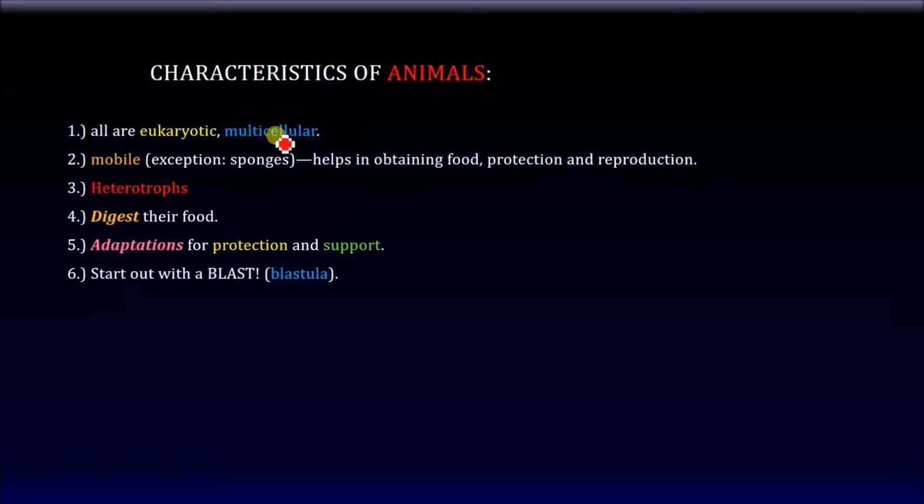Previously, we talked about these 6 characteristics of animals. That is, all animals are eukaryotic, multicellular living things that are mobile, except for the sponges. They are heterotrophs with some mechanism for digesting the food, and they have other adaptations for protection and support. And all share a very similar beginning. So these are characteristics that are shared by all animals.